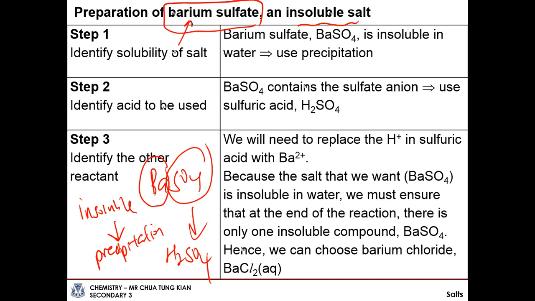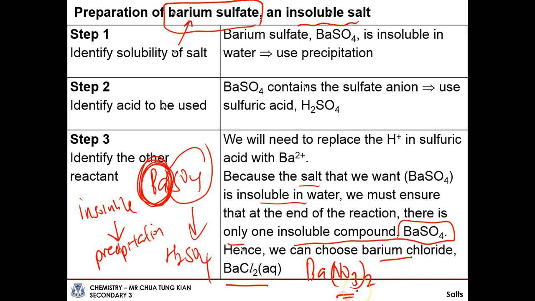Okay, so the salt is insoluble in water, right? At the end of the day, you only want one insoluble compound, which is just the salt. So you must make sure that the other reactant which reacts with the acid is soluble in water. In this case, we can use barium chloride, BaCl2. Or if you want, you can use barium nitrate. All nitrates are soluble. So if you are in doubt, just use a nitrate-based compound, because nitrates are confirmed soluble.